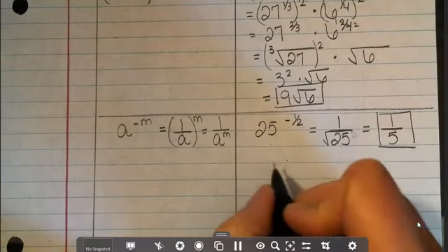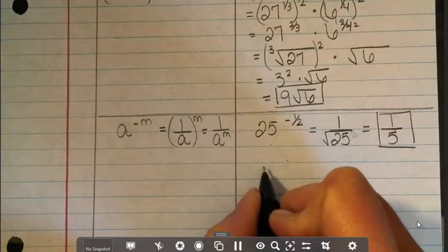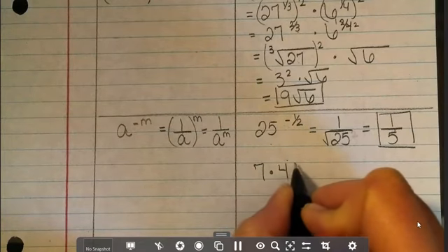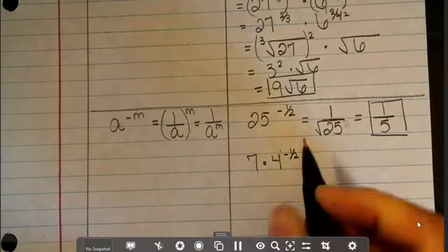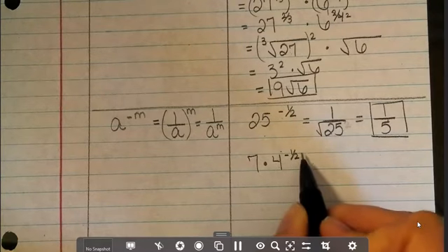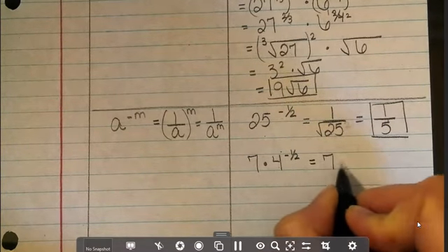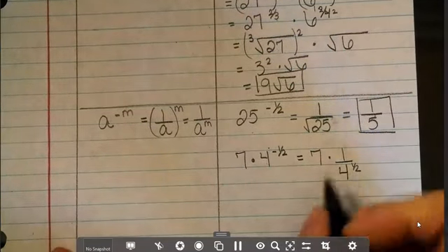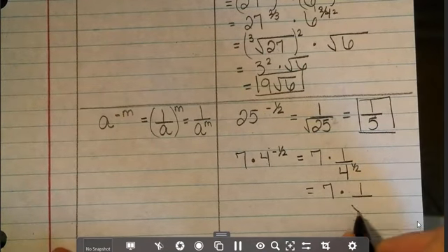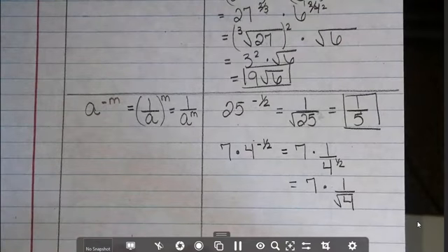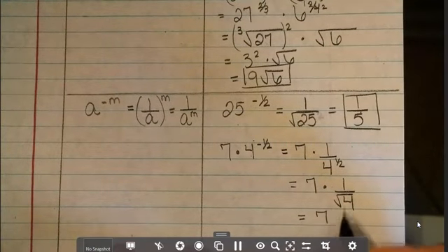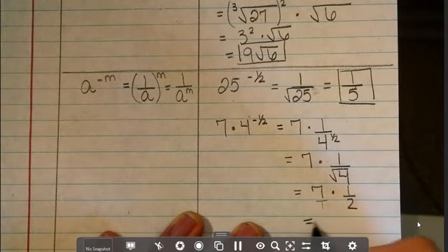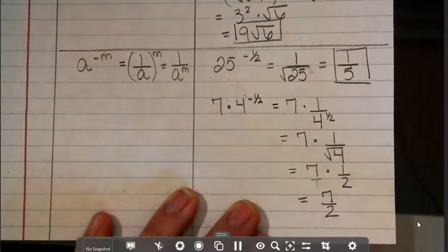What if we had, let's do one more of those. What if I had, let me think of a good example. What if I had 7 times 4 to the negative 1/2? Notice that the 4 is the only thing that is being raised to a negative. So this would actually become 7 times 1 over 4 to the 1/2. So really that's the same thing as 7 times 1 over the square root of 4, or in other words, 7 times 1/2. Multiplying straight across, I get 7/2, or 3.5.